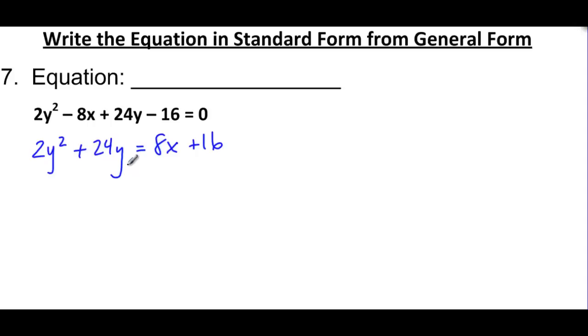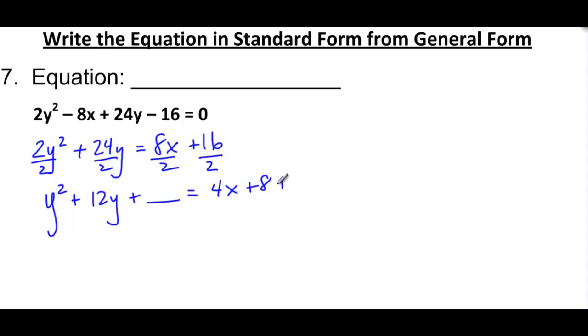But remember, I cannot do any sort of completing the square with a number in front of y. So what I'm going to do, and you have two choices here, is I like to divide everything by this value. So I'm going to divide everything I see by 2. Now you could factor it out, which we're going to do later, but right now for parabolas I like to just divide it because it's a little bit easier. So I'm going to be left with y squared plus 12y plus, I can put the blank in now because I know that I don't have a number in front, equals 4x plus 8 plus blank.